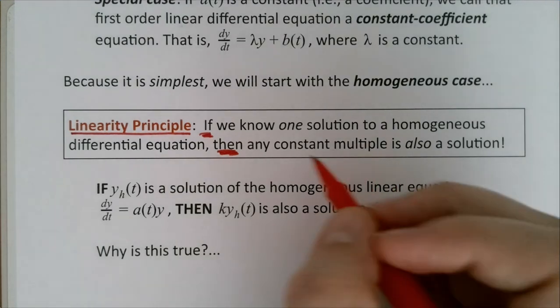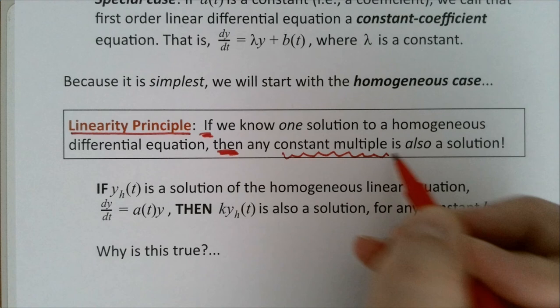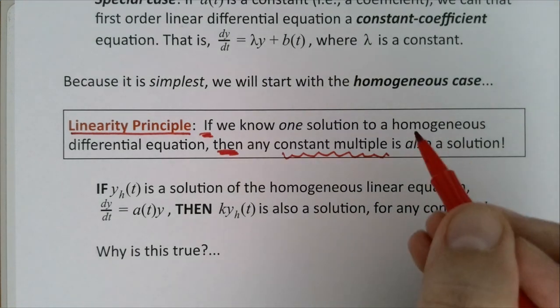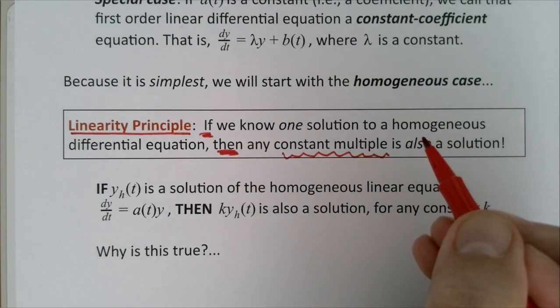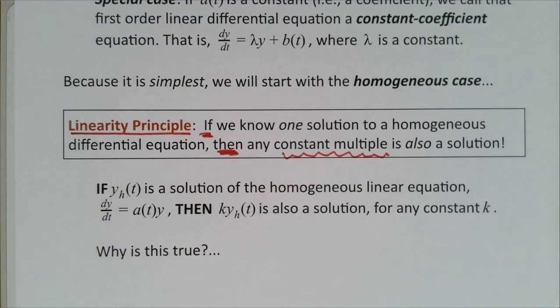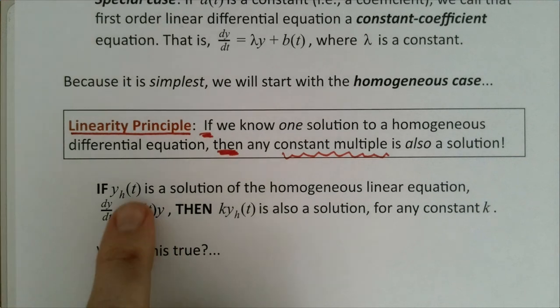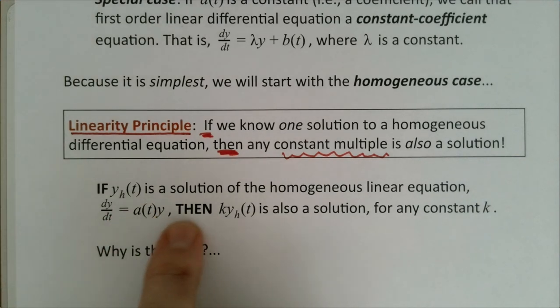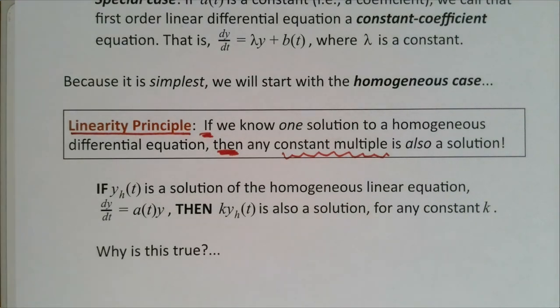And so sometimes this is referred to as the constant multiple rule, right? If you know one solution to a homogeneous differential equation, then you know any solution because you just multiply it by a constant. And so in a more mathy way of saying this, we might say over here, if y sub h is a solution, then k times y sub h is also a solution. And so we're actually going to prove that and see what it looks like when we do it.